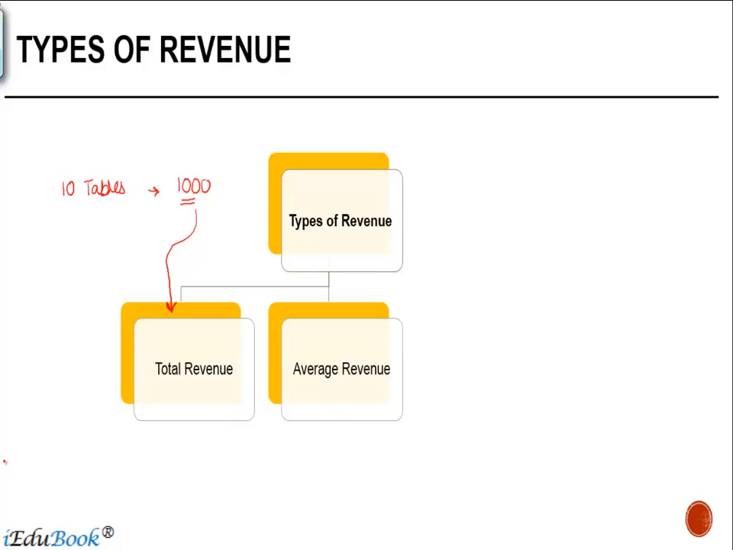The second is average revenue. Average revenue means when you have a total revenue, which you derive from the sale of a particular number of commodity, if you have to calculate the revenue which you derive per unit of commodity sold, that per unit price is known as the average revenue.